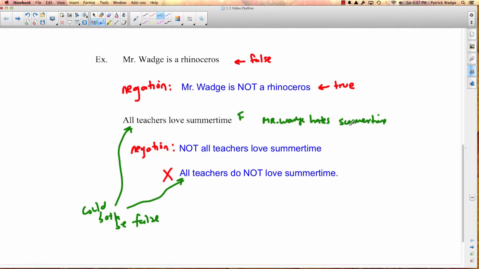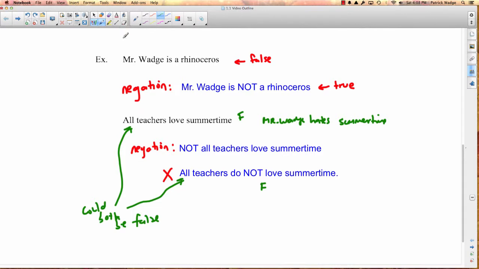Is it possible for Mr. Wodge to hate summertime, which makes this statement here false, and also for it to be false that all teachers do not love summertime? Yeah, all I've said here is that one crazy guy, Mr. Wodge, does not love summertime. But maybe every other teacher or maybe even 3 other teachers do love summertime. So then this one would be false as well. Can you see that? They could both be false. This one could be false because Mr. Wodge hates summertime or a whole bunch of teachers hate summertime. And this one could also be false because a whole bunch of teachers do love summertime.